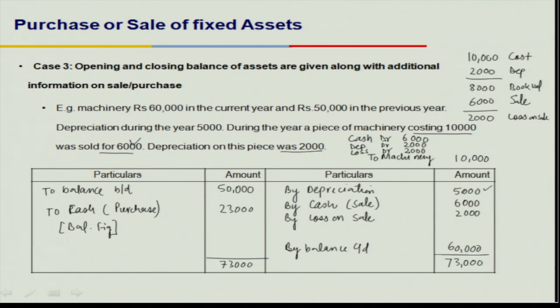So here is the journal entry for this transaction, and because machinery is being credited by 10,000, you have to bring all the items in the debit to the credit side of machinery account. So this 6,000 is shown here, the 2,000 of loss is shown here, and this 2,000 of depreciation is included in this 5,000 because that is the total depreciation on the machinery which is charged during the year.